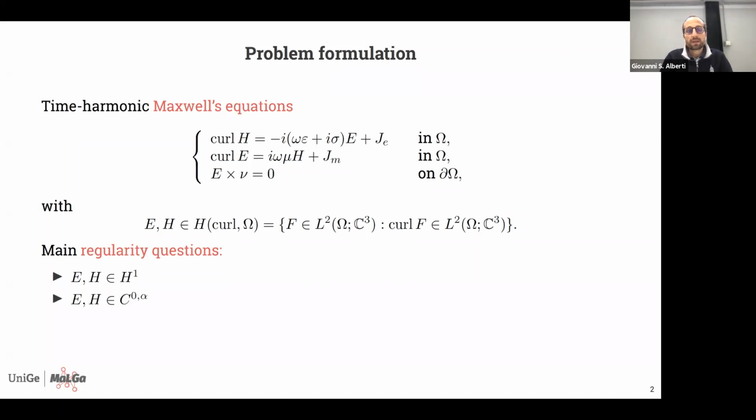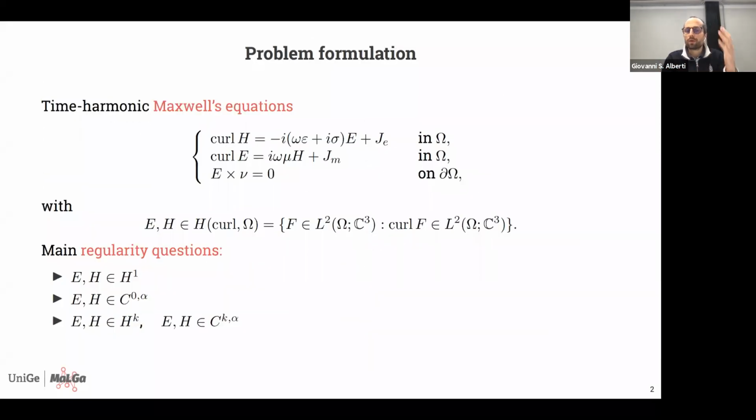The second one is not taking gradients, but taking pointwise values. To take pointwise values, you need some sort of continuity of E and H, and in PDE settings, usually continuity is measured in Hölder spaces. So we ask ourselves when E and H are in C0,alpha. And then, of course, there are the corresponding higher regularity properties, when E and H are in Hk or in Ck,alpha, and these will be just a consequence of the first two results, exactly as in the classical elliptic or hyperbolic or parabolic cases.